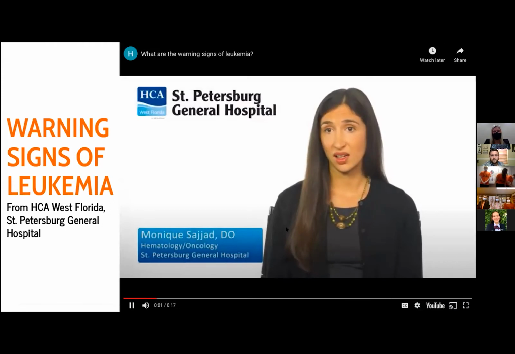So the warning signs of leukemia would be fevers, feeling very weak, noticing that you're bruising easily, or bleeding anywhere. Also, the most common way that they're diagnosed is on routine blood work, having a high white blood cell count.